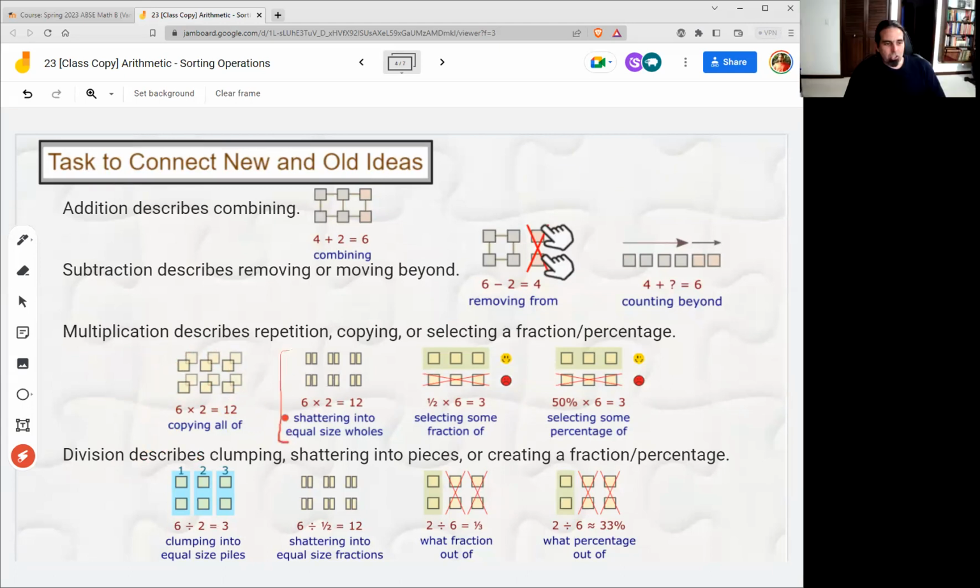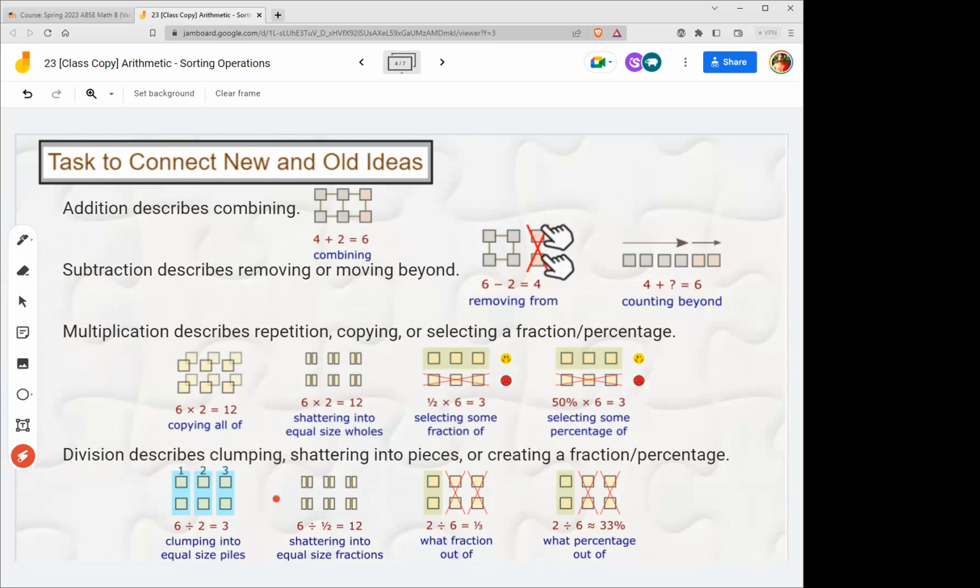Multiplication is also shattering things. If I have 6 cookies and I give each kid at the playground half a cookie, how many kids get half a cookie? So 6 times 2 is 12, not because I somehow photocopied my cookies, but I broke them into pieces. Okay, here too?